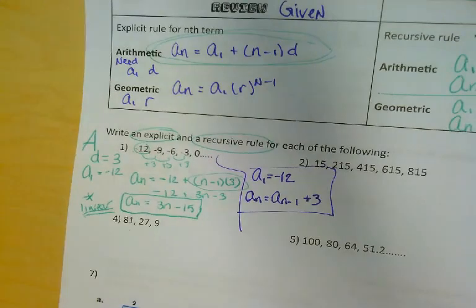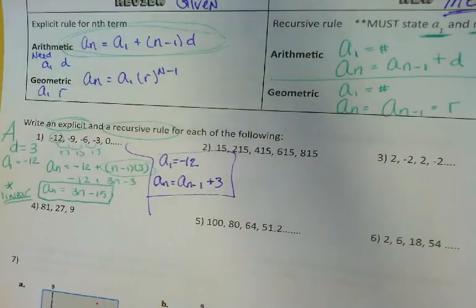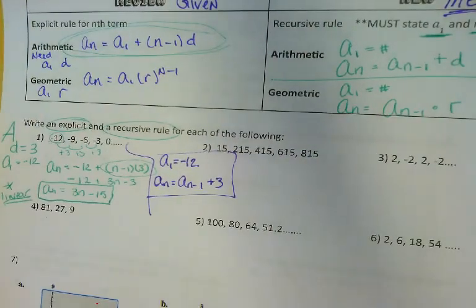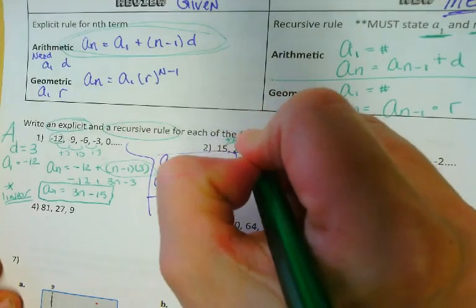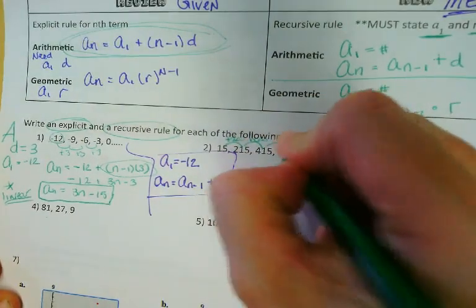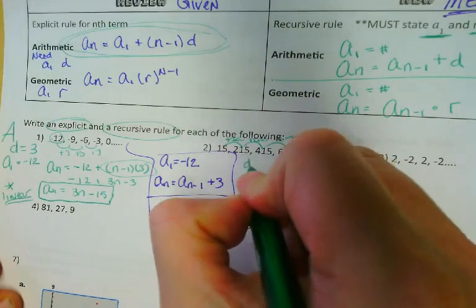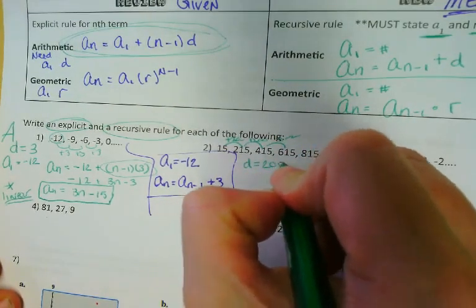All right, so again, this should all just be a nice little review here. Take a look at 2. I'm going from 15 to 215 to 415 to 615 to 815. How are we getting there? Excellent. So quick, add 200. Hopefully those arithmetic ones are nice and obvious. So I'm adding 200, adding 200. It works every time, hence the word common difference. So my difference is 200.